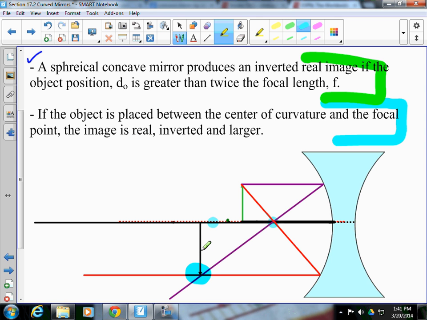Well, our image is real because it is in front of the mirror. It is inverted because it is upside down, and it is clearly larger than our original object. Our image in black is larger than our object in green.